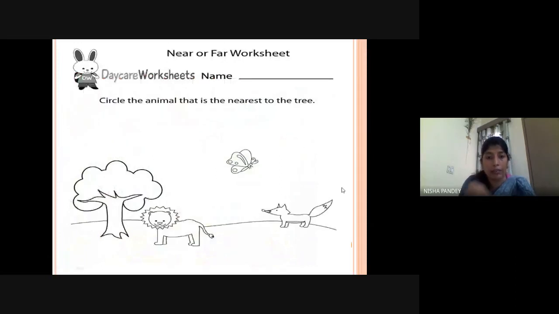Now I have one worksheet for you. Let's see. Circle the animal that is nearest to the tree. You can see one tree here and three animals here. So which one is nearest to the tree? Guess, everyone. Yes, I know you all have given the correct answer. The lion is nearest to the tree because this lion is very close to the tree. All right. And which is the farthest here? Yes, this fox is the farthest one.